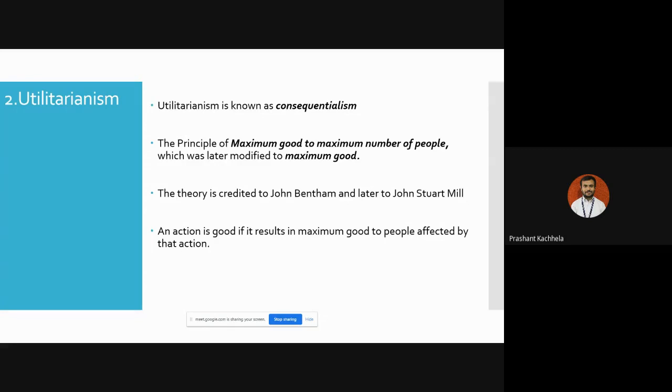Deontology focused on duty and principle, but here it is completely based on the situation, and it should result in the maximum good to the maximum number of people. So that's the main message here. Both are completely opposite there.